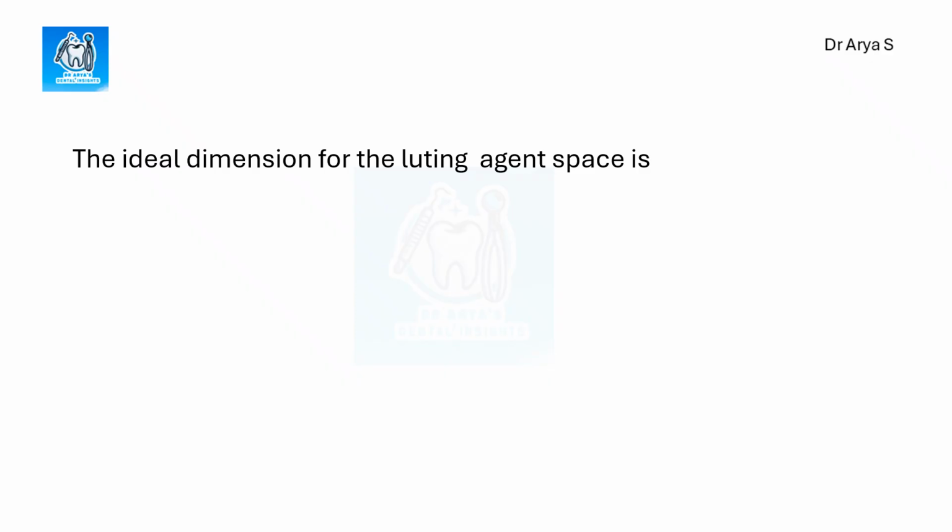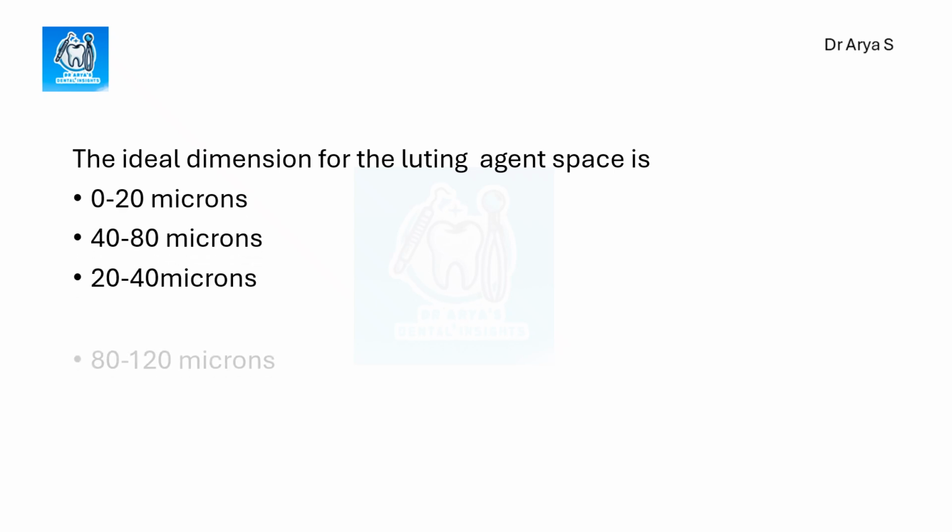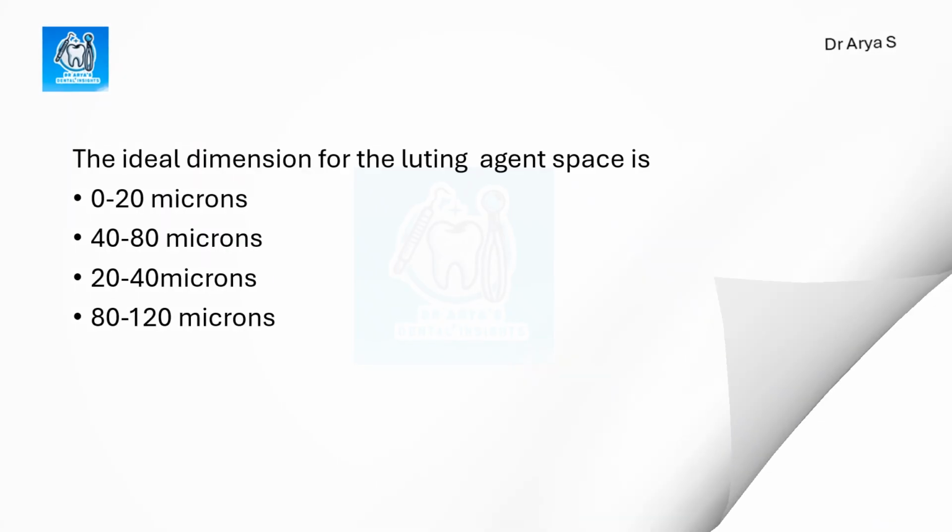The ideal dimension for the luting agent space is 0 to 20 microns, 40 to 80 microns, 20 to 40 microns or 80 to 120 microns. The answer is 20 to 40 microns.